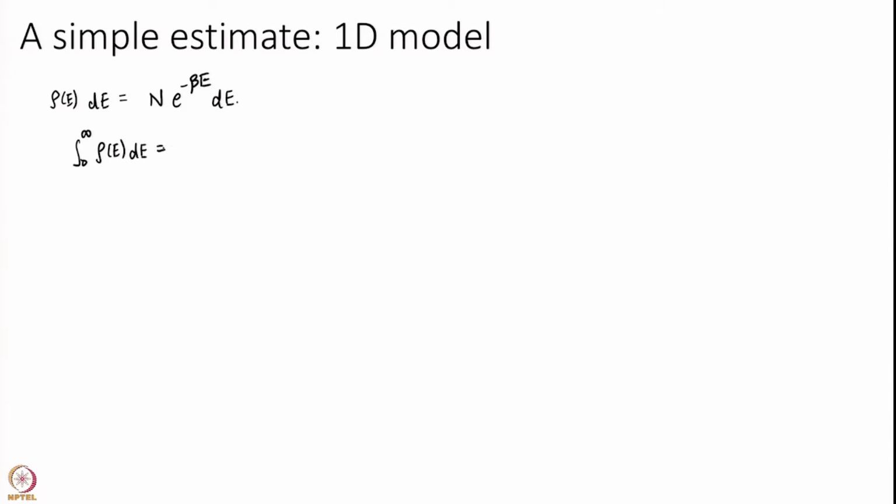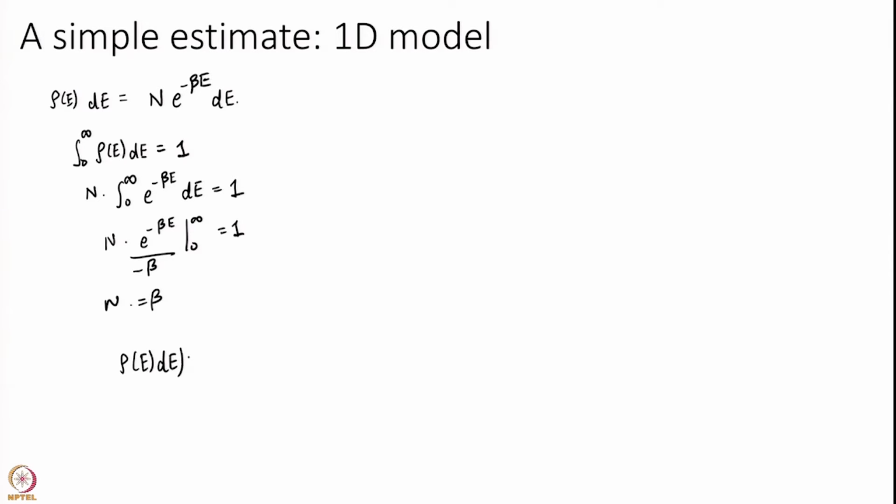I know that my probability should be normalized. So, if I integrate the probability density from 0 to infinity, I should get 1. So, n times the integral from 0 to infinity of e to the power of minus beta E dE must be 1. I solve for this, I get n equal to beta. You can quickly verify this, I have skipped one or two steps here. So, I get rho of E dE equal to beta e to the power of minus beta E dE.